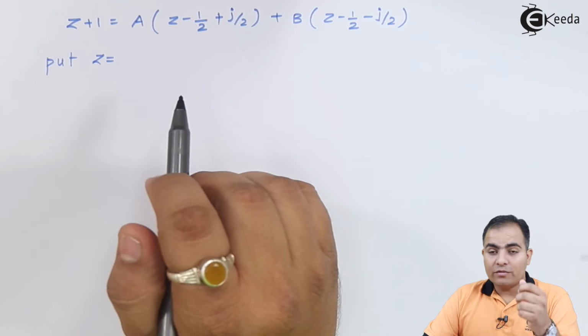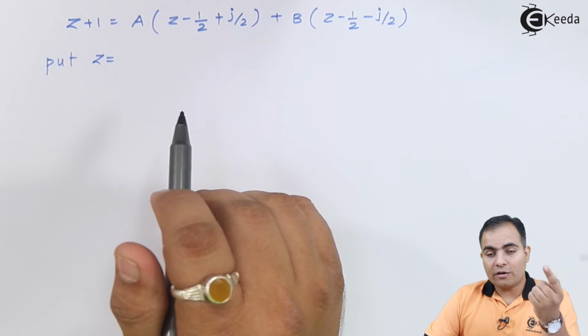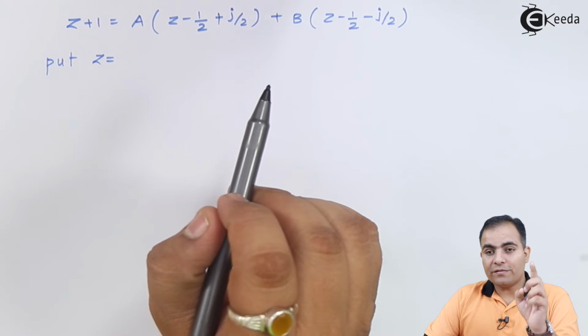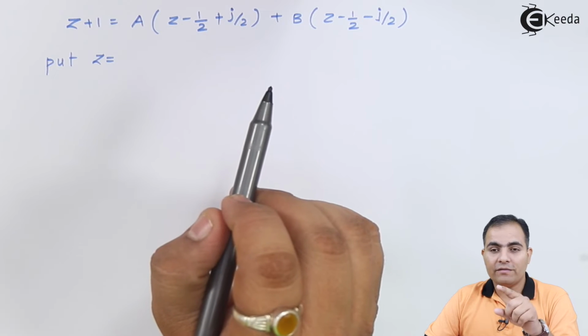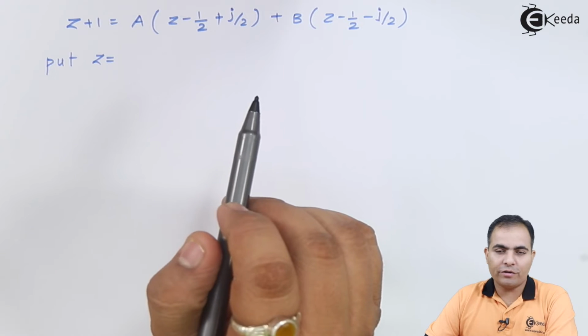Now whatever value of A you get, it is nothing but the complex conjugate value of B, which means the answers of A and B are the same, with the only difference that the B value is a complex conjugate of A, or you can say the A value is a complex conjugate of B.